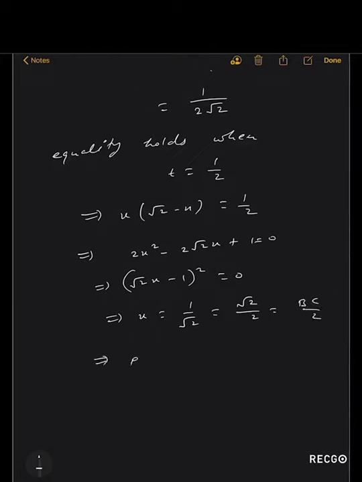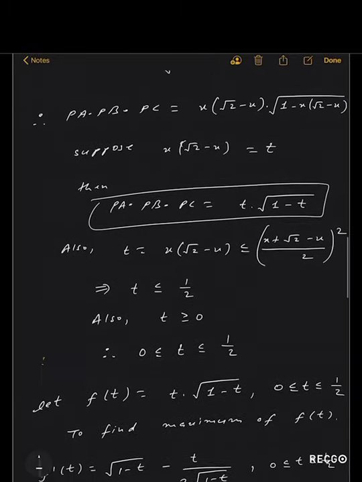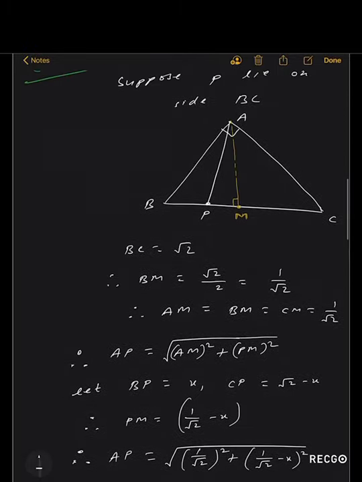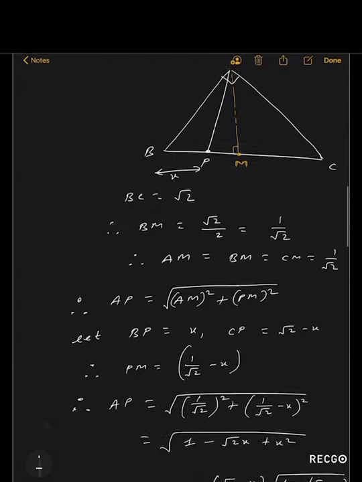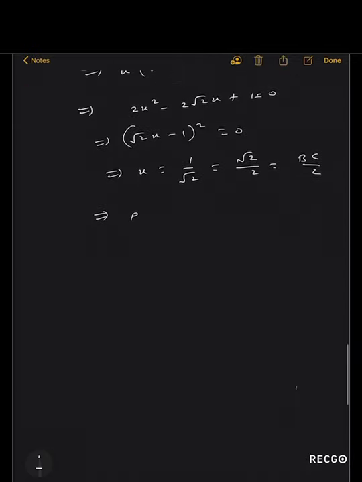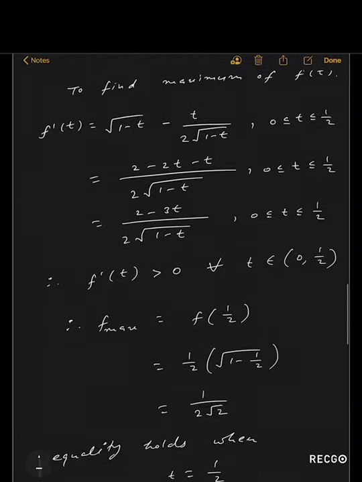As we can see in the diagram above, we had assumed in the beginning itself that this BP is equal to x, right? So since BP is equal to x, which is equal to BC by 2, which means the point P coincides with the midpoint M, and therefore when the point P becomes the midpoint of side BC, we are achieving the maximum value of PA into PB into PC, and that maximum value is equal to 1 by 2 root 2. So yes, this is still being written on your screen that point P is the midpoint of BC, and in this case we are achieving the maximum value of PA into PB into PC.